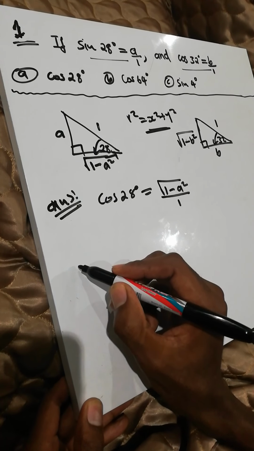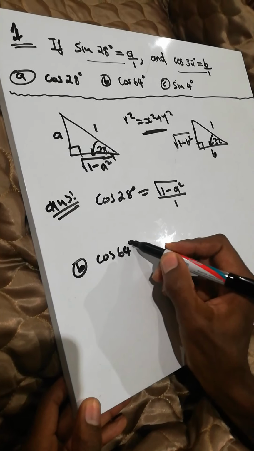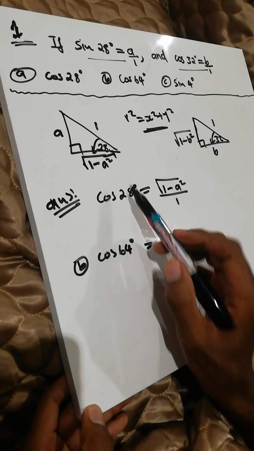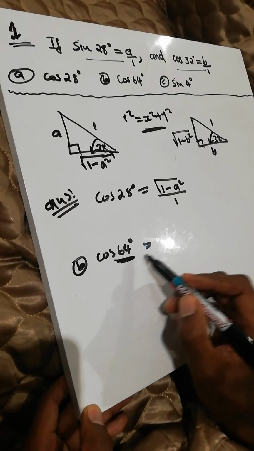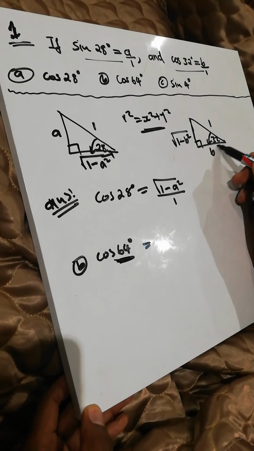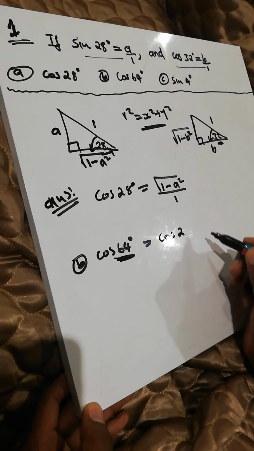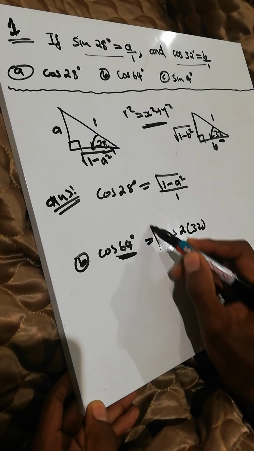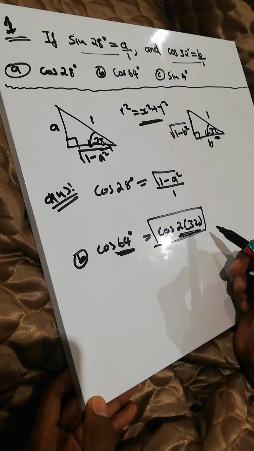The second one, for B, we have cos of 64 degrees. We can see that it does not relate with any of these particular diagrams, therefore we can simplify the angle and say we can make a relationship to say 64 is the same as 2 times 32. So according to the rules of trigonometry, we can identify this one as a double angle identity.